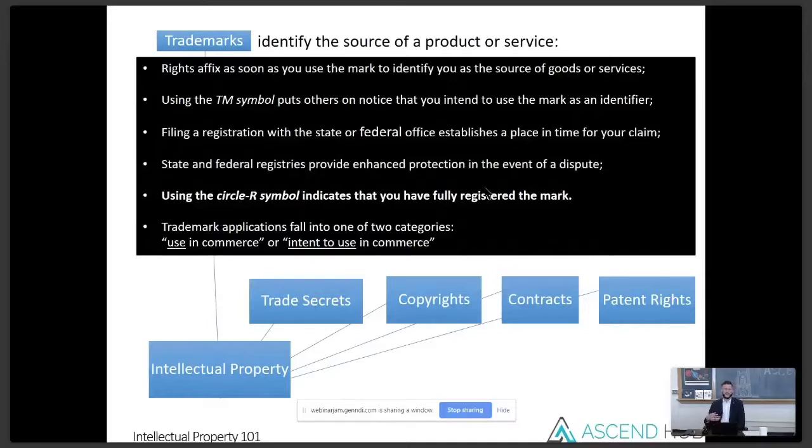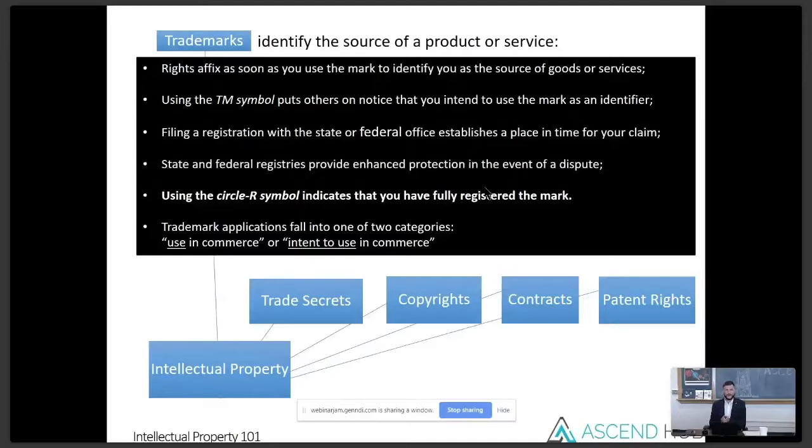We have trademark applications in two categories: use in commerce and intent to use in commerce. And so when I mentioned you have to submit a demonstration of you using the logo, that's a requirement of the trademark filing when you ultimately get your protected mark. That's a required step before you get the circle R. So in other words, you have to file and show that you're currently using it or that you intend to use it within a short amount of time.